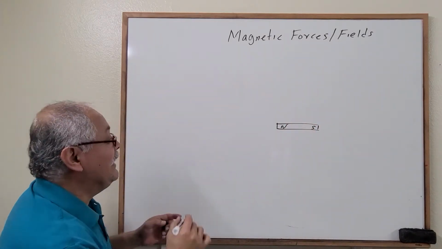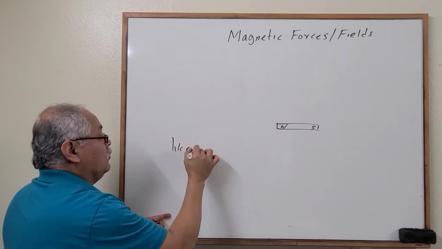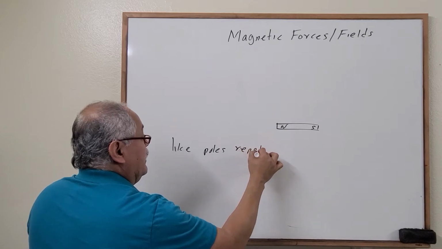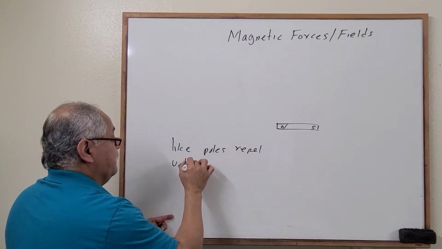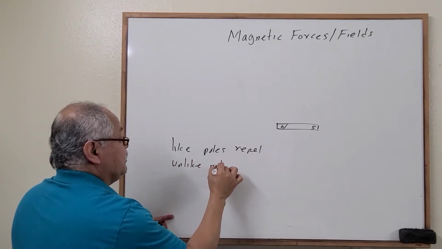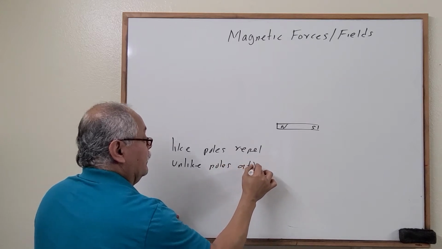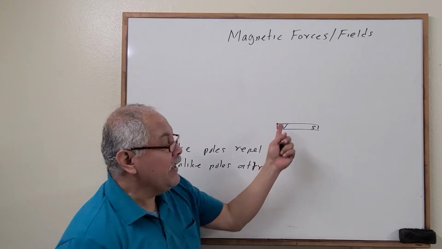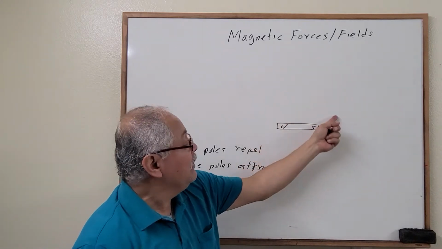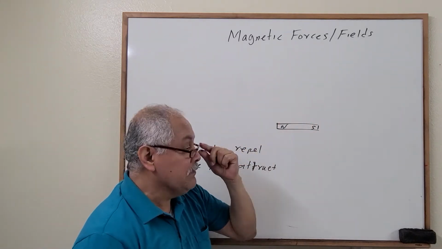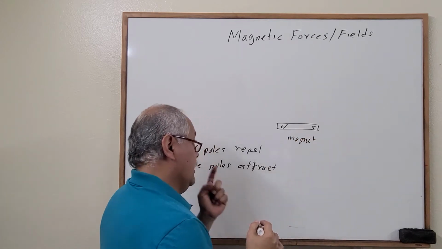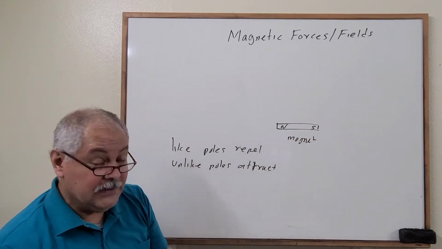So we know that like poles repel, and unlike poles attract. Correct, attract. Now let's try to find the magnetic field around this magnet. This is a magnet. To do that we need a test magnet.